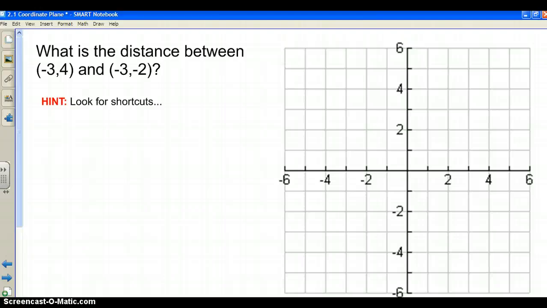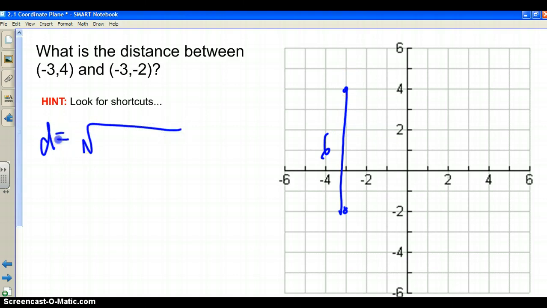What is the distance between these points? Well, if you think about it, (negative 3, 4) and (negative 3, negative 2), you could use the distance formula, but it's just a distance of 6. 1, 2, 3, 4, 5, 6. If you do the distance formula, you'd have negative 3 minus negative 3, which is 0 squared, plus 6 squared, which is the square root of 36, which is 6. And so you get the same answer algebraically as well.